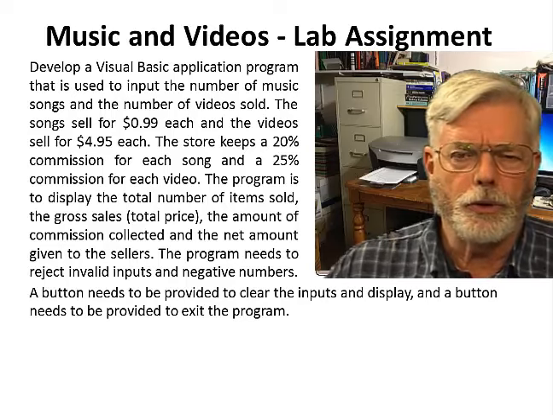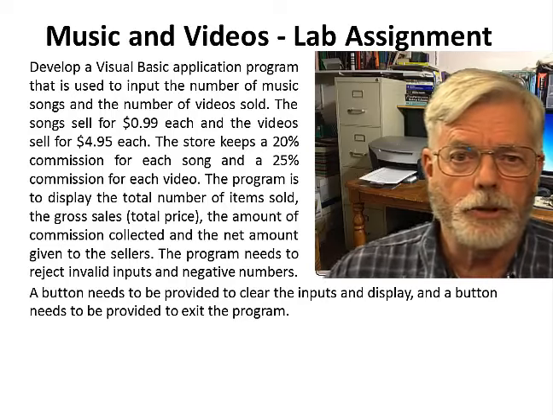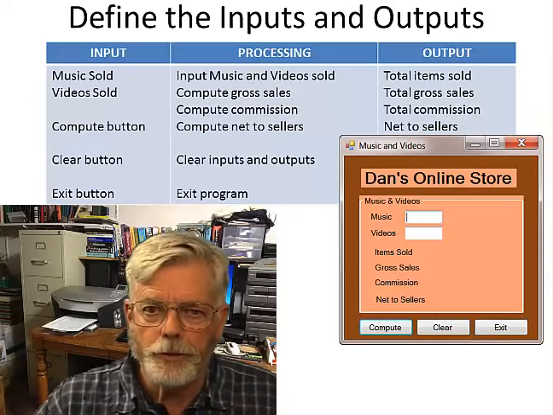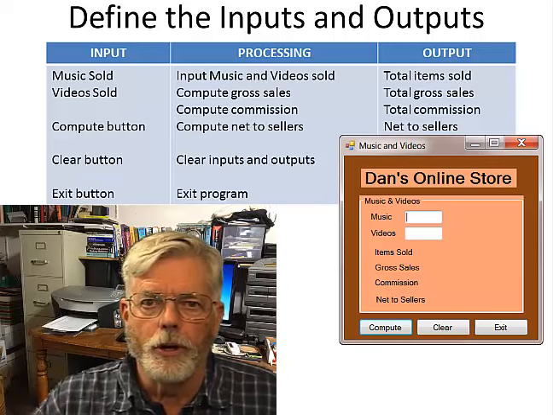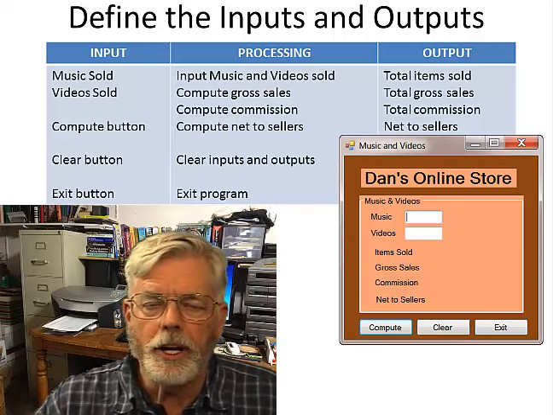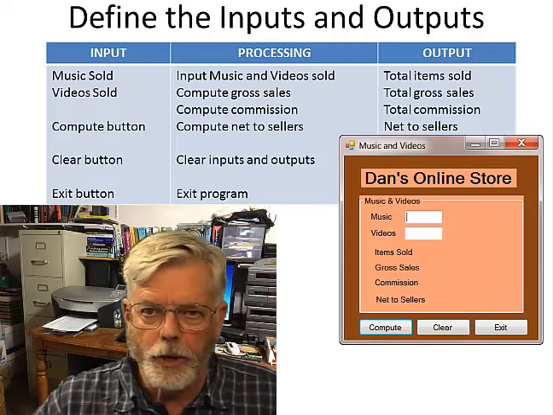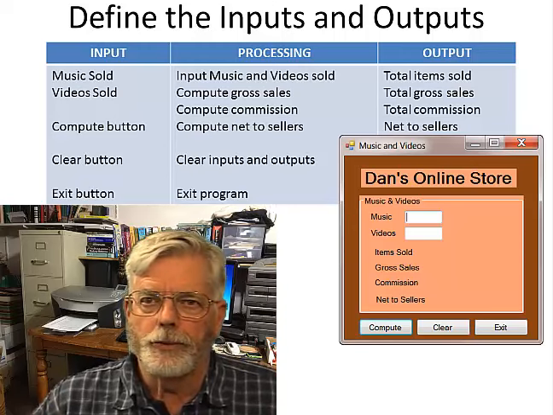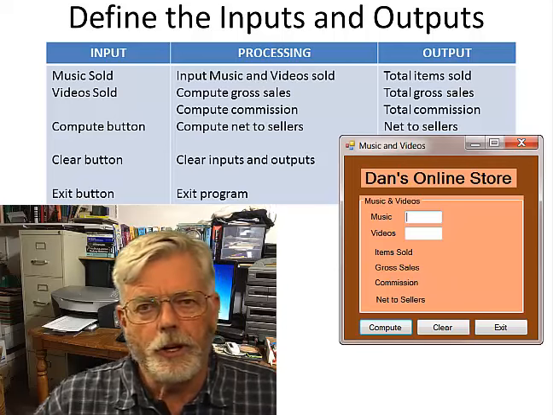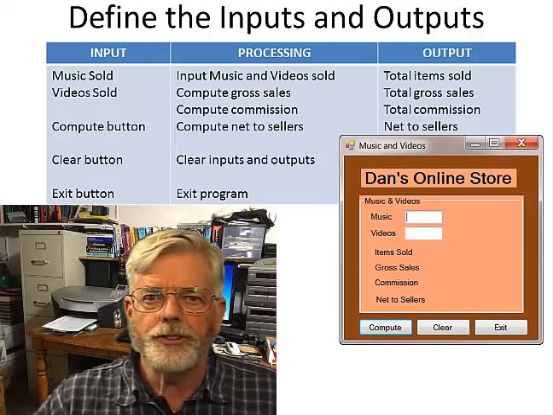First thing we need to do is to define the inputs and outputs. The inputs are going to be two text boxes, music sold and videos sold, and 3 buttons, compute, clear, and exit. Once we know the inputs, then we can figure the outputs too: total number of items sold, the total gross sales, total commission, and net to sellers.